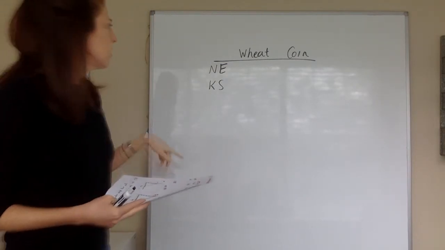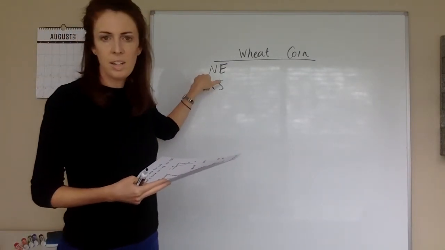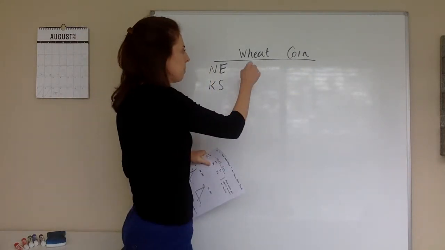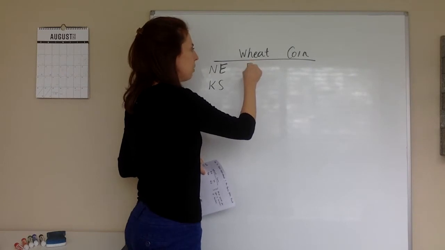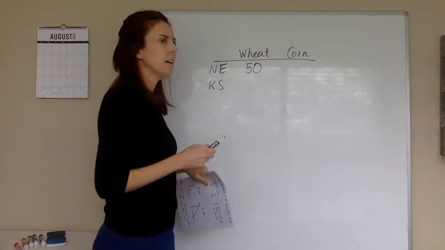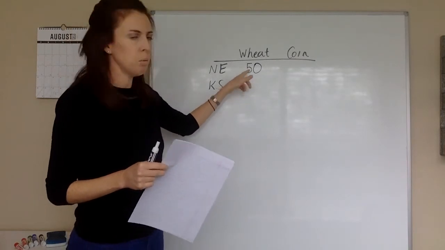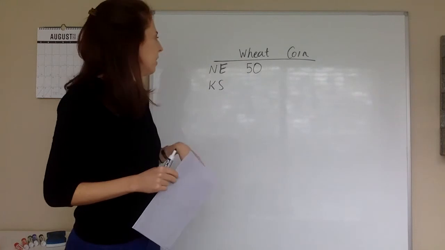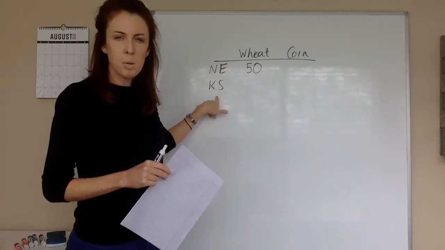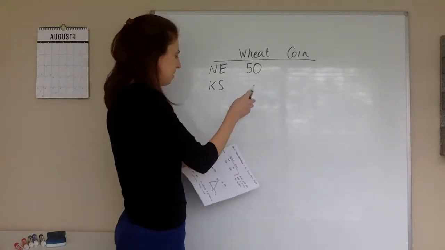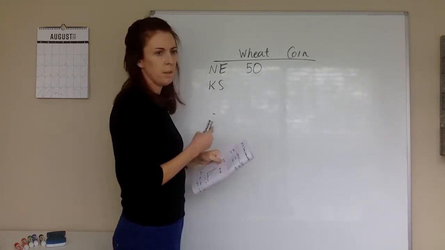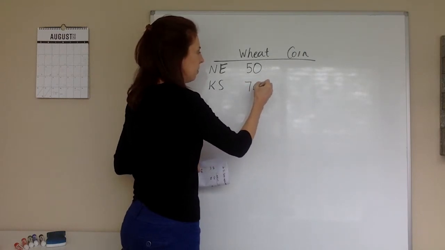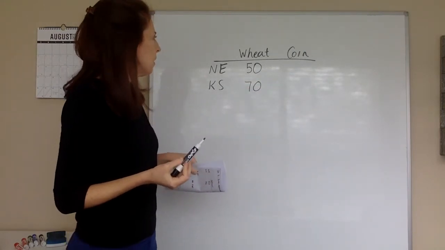So let's just suppose Nebraska decided we're going to take all of our land, we're just going to plant wheat across the entire state. Maybe what would happen is that the output that Nebraska would get over the year is equivalent to like 50 units of wheat. So you could think of this as like 50 million bushels of wheat per year. Kansas, the land is a little bit more suited to wheat. So maybe in Kansas, if we took our land and we just planted it with wheat across the entire state, we could get at most 70 units of wheat per year.